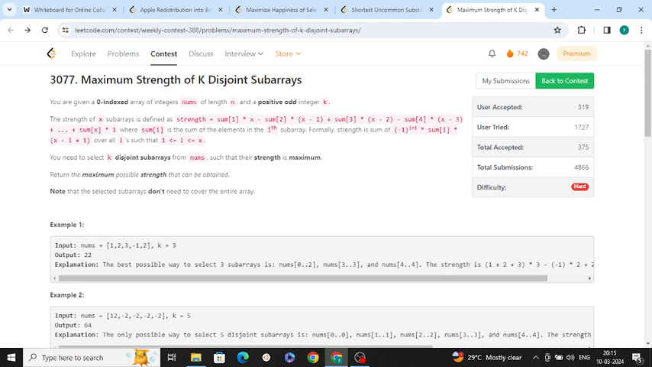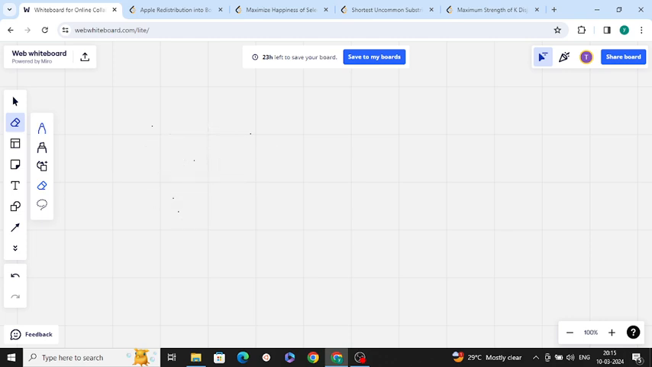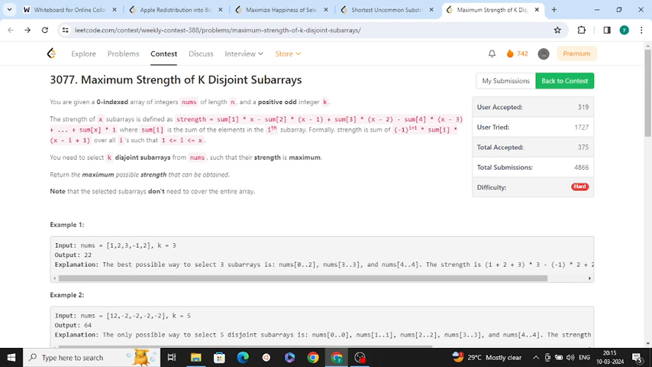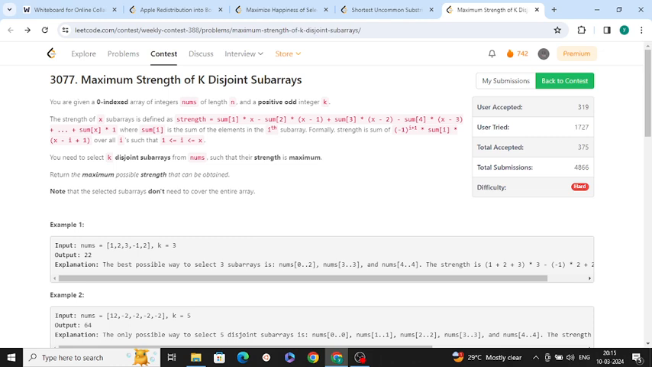I will try to explain it with the help of this example. Let's see, 1 2 3 minus 1 2, k is equal to 3. I found this question quite interesting and very helpful for those who haven't started DP; for them this can be a very good problem to understand the take not take concept. So the nums is 1 2 3 minus 1 2, right? Our k is 3 here, right?